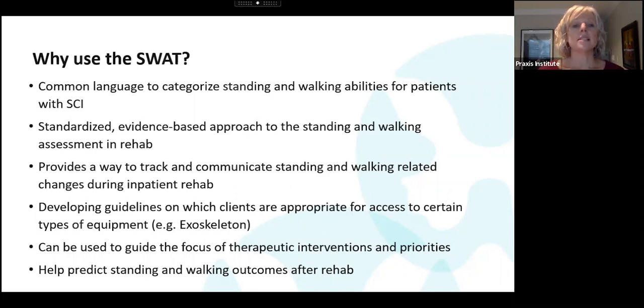It can also help predict standing and walking outcomes after rehab. I think that this has sometimes been a black box for us as inpatient rehab therapists in terms of knowing where people end up once they've left inpatients, if they don't come back and we hear about them as an outpatient. And so some of the research being done to answer the questions we've had clinically is helpful for us to be able to start to predict how these clients are going to do once they leave rehab based on their SWAT staging and outcome measures at discharge.